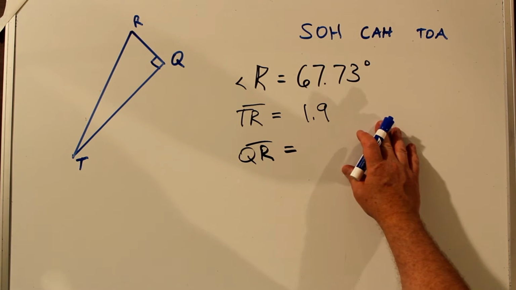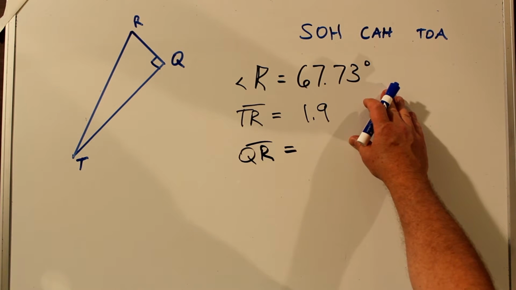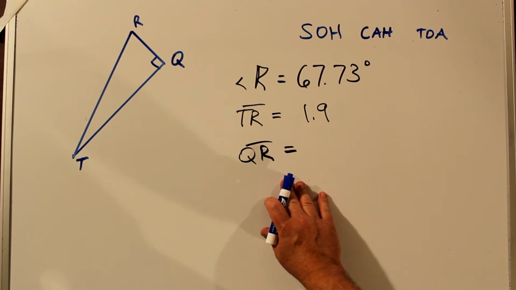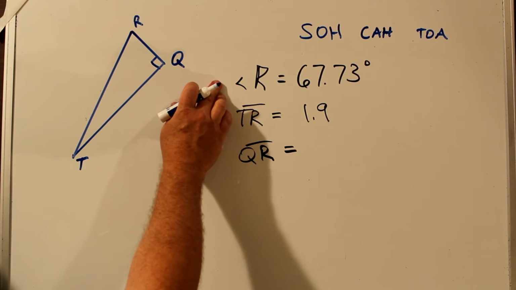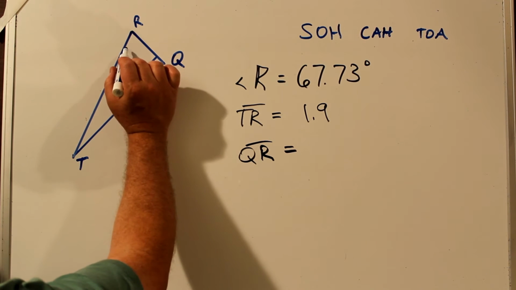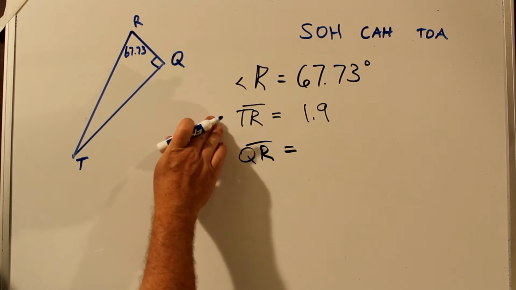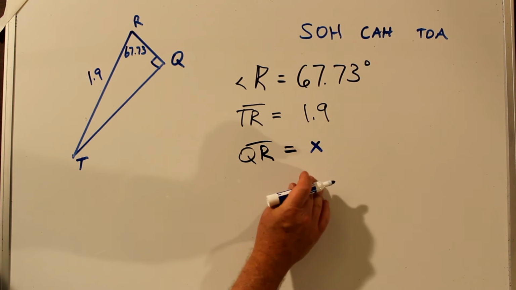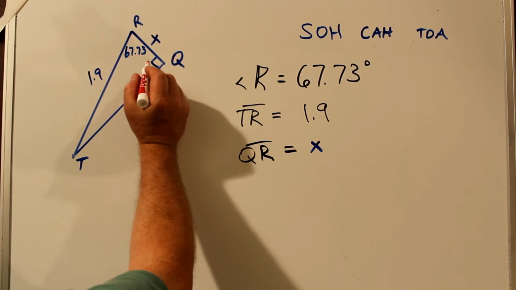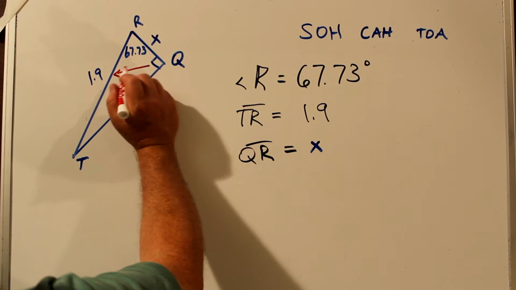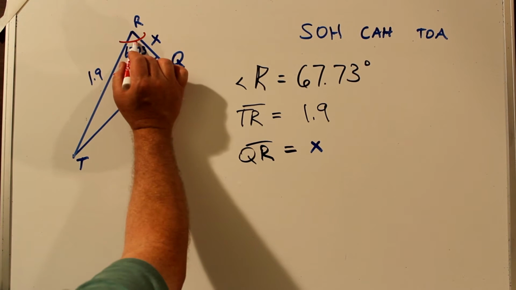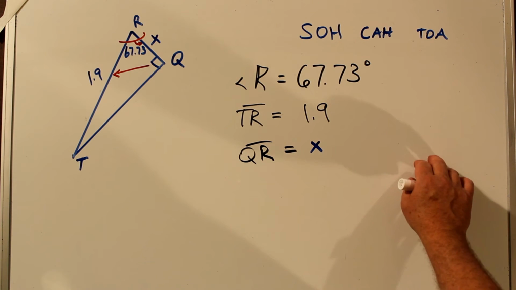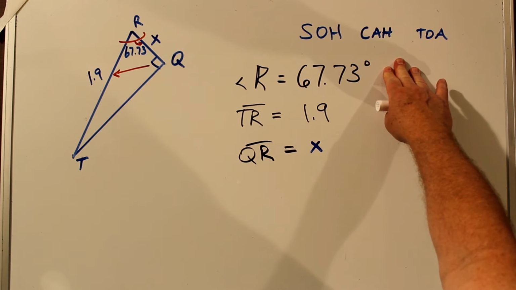In this problem, we're given the angle R is 67.73 degrees and length TR is 1.9. We're looking for length of QR. So let's write in what we know. Angle R is 67.73 degrees and length TR is 1.9. QR we'll call X, and that's this side over here. Well, 1.9 is opposite the right angle, so that's the hypotenuse, and the side that we're looking for is adjacent to the angle that we know. So when we're dealing with adjacent and hypotenuse, it's the cosine function.